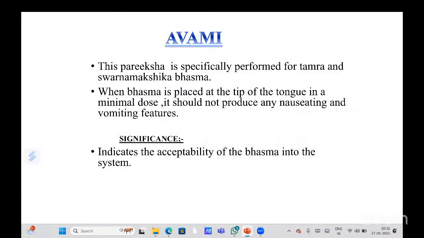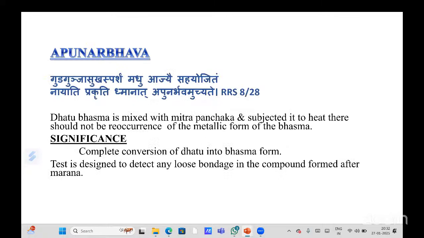Okay, so Avami is especially told for Tamra Bhasma and Swarnamakshika Bhasma. When Bhasma is placed on the tip of the tongue in a minimal dose or a very little quantity, it should not produce any nauseating sensation or vomiting sensation. If it does not produce any vomiting sensation, that indicates it has passed the Avami Pariksha. Okay, so this indicates the significance, the acceptability of Bhasma into the system. In a similar way, Apunarbhava Pariksha: "Guda gunja sukhasparsha madhu ajyo samyojitam, na yati prakritim jnanam apunarbhava ucyate."